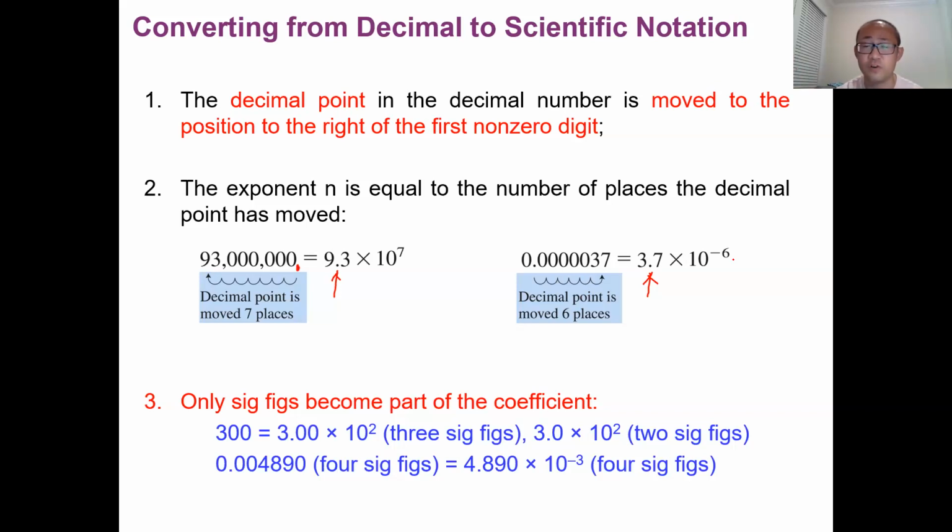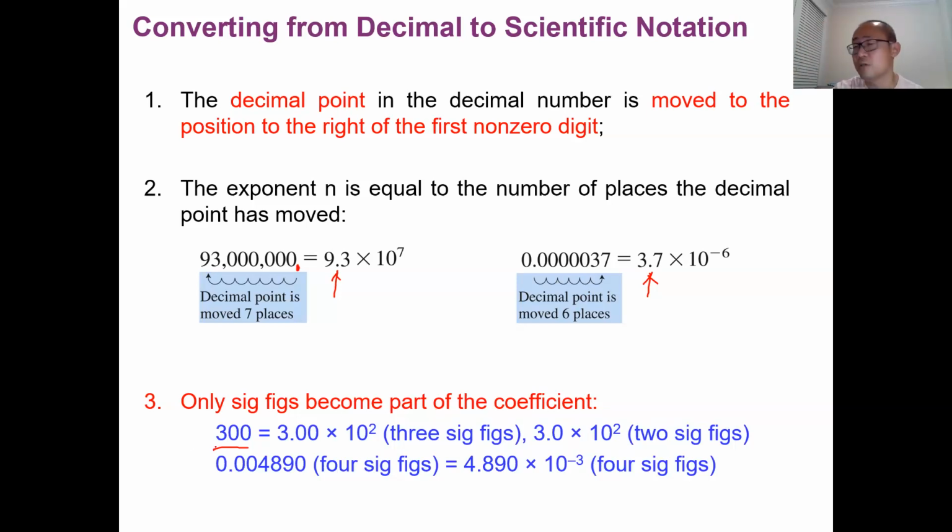And the same thing works vice versa when you convert back. Again, you have practice in your web assignment. And last thing, keep in mind, when you use scientific notation, only the coefficient part, not the exponent part, becomes significant. So when you change a number to scientific notation, you need to ask yourself how many sig figs you want to keep.